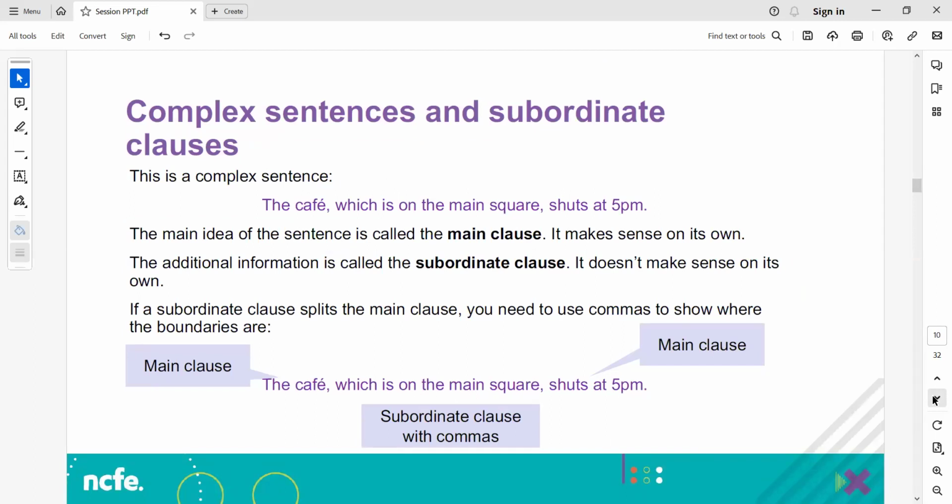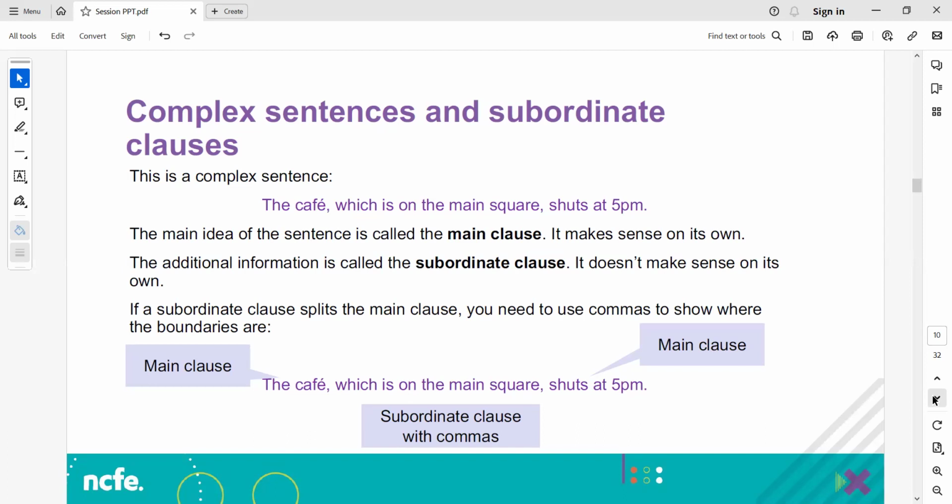Complex sentence and subordinate clauses. So this example is a complex sentence. The cafe, which is on the main square, shuts at 5 p.m. The main idea of the sentence is called the main clause, so it makes sense on its own. The cafe shuts at 5 p.m. That's the main clause. The additional information is called the subordinate clause. It doesn't make sense on its own.